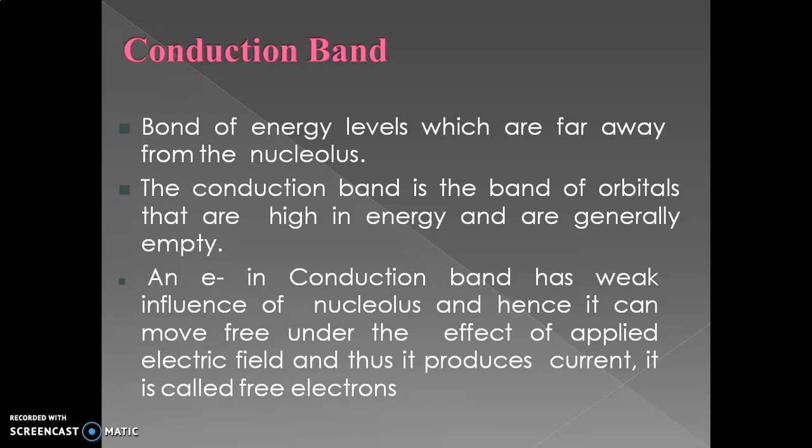The conduction band consists of energy levels which are far away from the nucleus. It is the band of orbitals that are high in energy and are generally empty. The valence band is fully occupied and the conduction band is fully empty. An electron in the conduction band is under a weak influence of the nucleus and hence it can move freely under the effect of an applied electric field and thus it produces current. It is called a free electron.